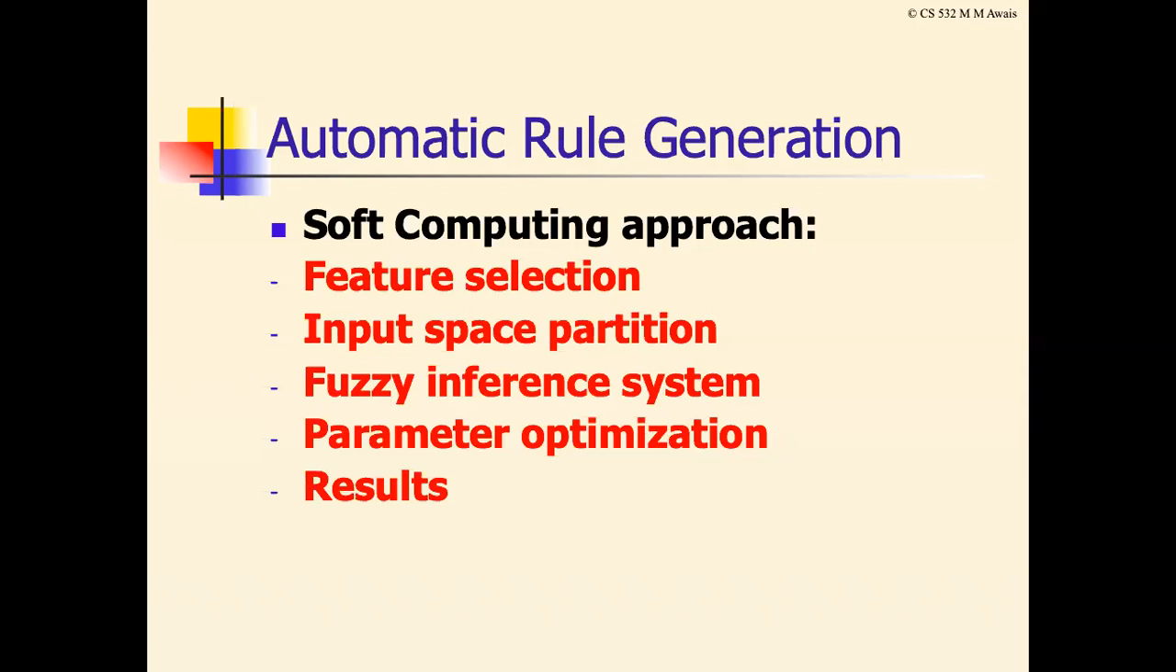Then you can use soft computing approaches for auto rule generation. And one of the methods that is used in this regard is the input space partitioning approach. Okay, and this is the approach that we'll be discussing today. Then you can use soft computing approaches to generate a complete fuzzy inference system, or you can have hybrid methods that could be used for parameter optimization of fuzzy rule based systems. So we'll see some of these methods, how they are actually designed and how they actually work.